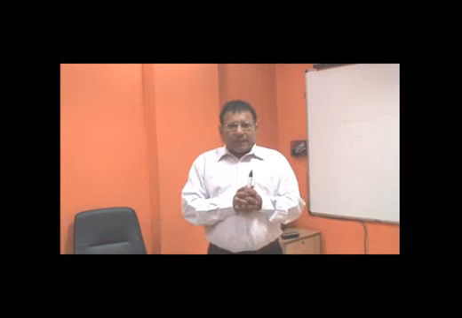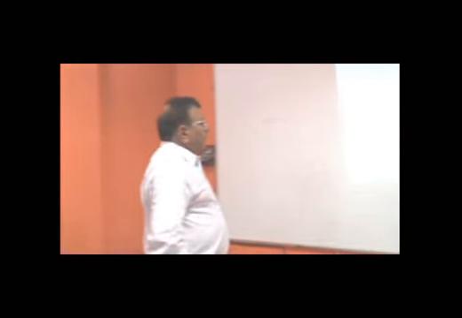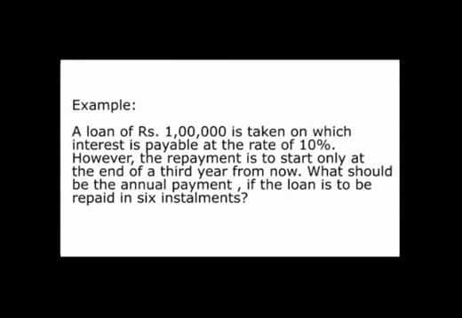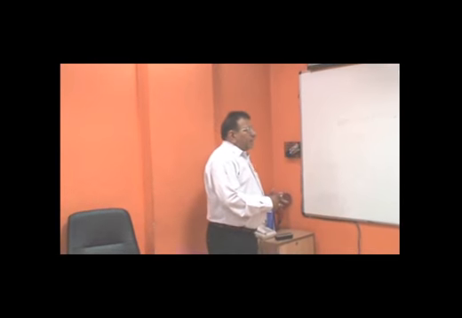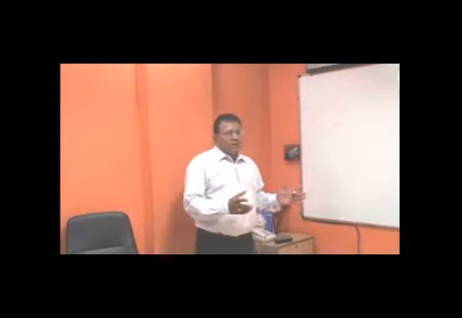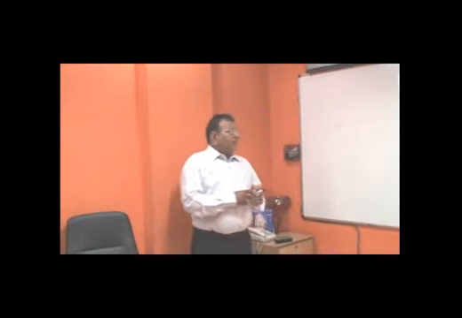I can explain my concept with the help of an example. Here, a loan of rupees 1 lakh is taken, on which the interest is payable at the rate of 10%. However, the payment is to start only at the end of the 3rd year from now. What should be the annual payment if the loan is to be repaid in 6 installments? So here, 1 lakh has been taken, the rate of interest is 10%, and the payment is to be made in 6 equal installments, but the first installment will be paid at the end of the 3rd year.